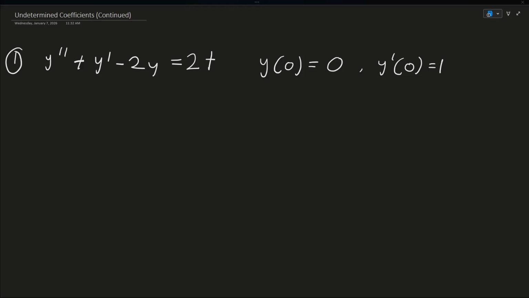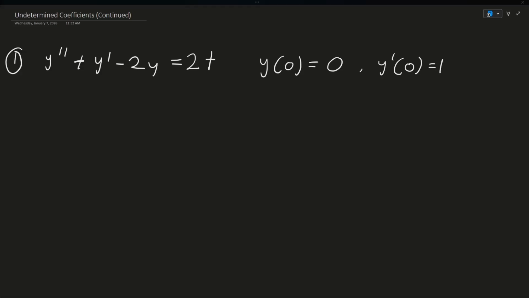Now let's solve some undetermined coefficients problems. So we have a differential equation y double prime plus y prime minus 2y equals 2t, and we are given these initial conditions. So how can we approach this problem?